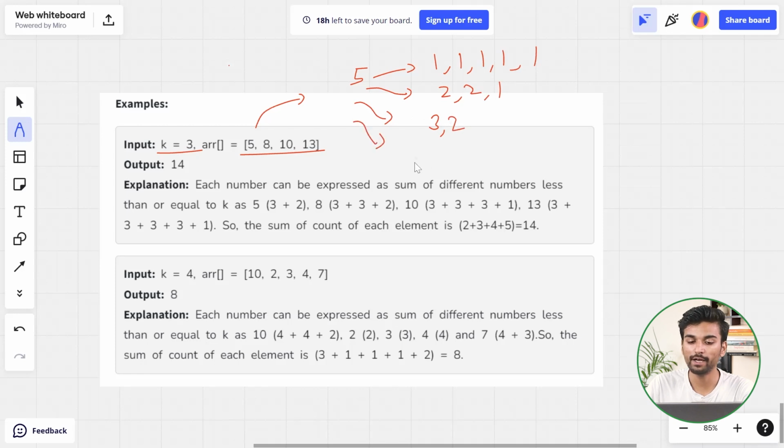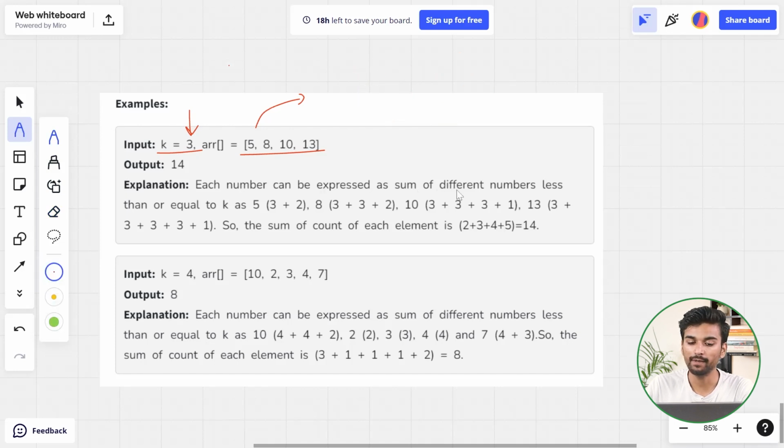But can I divide it into 4 comma 1? No, because here the number 4 exceeds the value of k. In the question it is given that k is the threshold value for every element of that particular array. So I cannot take 4 because 4 is greater than k. So for this example, let's see what the answer is.